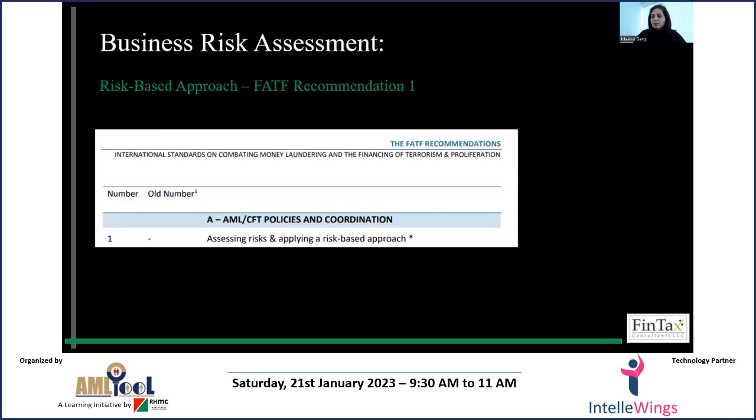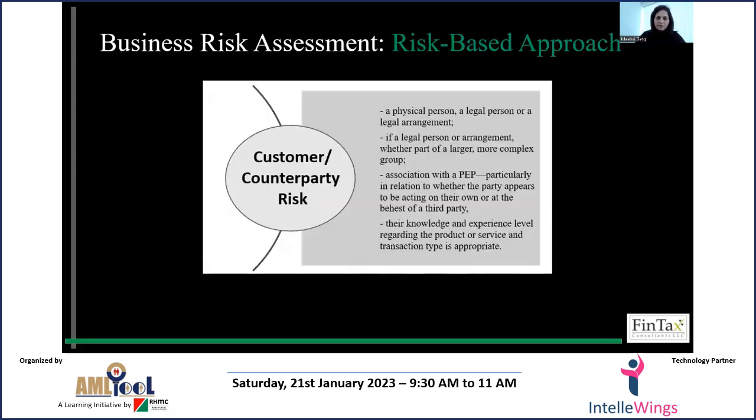Moving on, the business risk assessment. As per FATF's Recommendation 1, a risk-based approach has to be followed by the business, by TCSPs, where they will be assessing risks and applying a risk-based approach. So what is a risk-based approach? Let's delve into the elements of the risk-based approach. First, the customer risk.